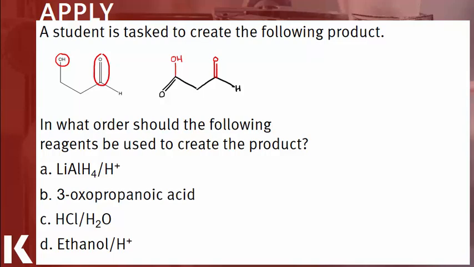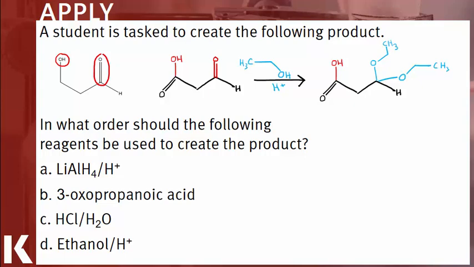We can treat the 3-oxopropanoic acid with an alcohol and acid. In this case, ethanol with H+, which, with two equivalents, will create an acetal containing two fairly inert ether groups. This is exactly what we want because the aldehyde is now protected.